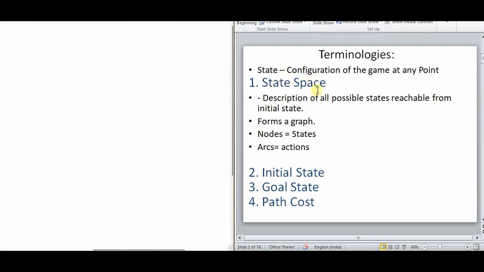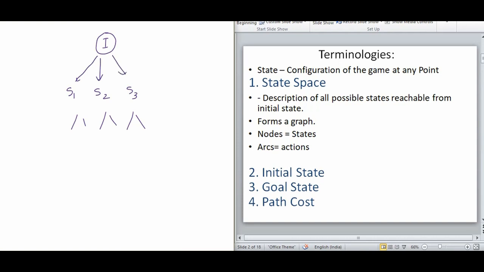State space is nothing but the description of all possible states that are reachable from the initial state. Okay. So if I is the initial state, what is state space? State space is basically the set of descriptions of all the states, say S1, S2, S3, and further descriptions of all the possible states that are reachable from this initial state. That's a state space. Fine.